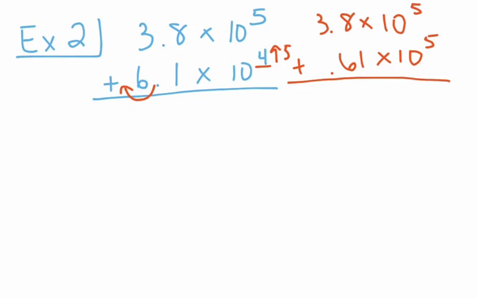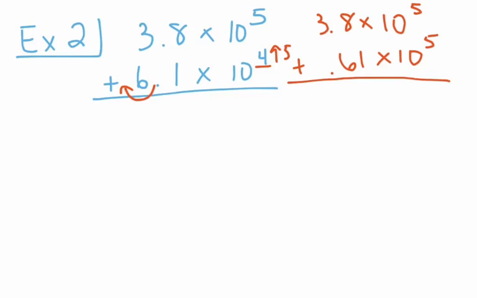So now I have 3.8 times 10 to the fifth plus 0.61 times 10 to the fifth. And I recognize that my bottom number is not written in correct scientific notation. But when we're doing adding and subtracting, that's okay, as long as our final answer ends up in scientific notation, then it really is okay.